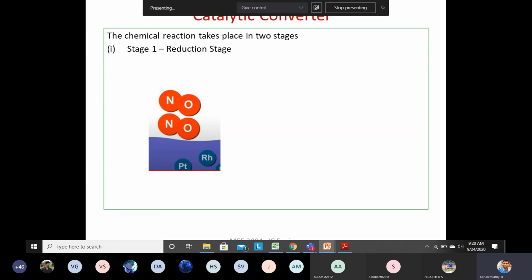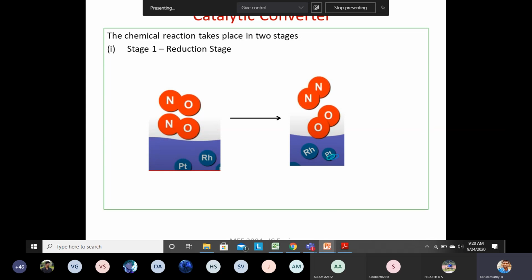NO is going to get reduced, right? This reduction reaction is going to take place. Thereby, we are going to remove the oxygen that is associated with the NOx, right? So when it comes in contact with the catalytic converter, where this platinum and rhodium are there, it gets converted into N2 and O2. The chemical reaction is an oxidation reduction reaction. Thereby, the oxygen is removed from there, so it will become O2 and N2.